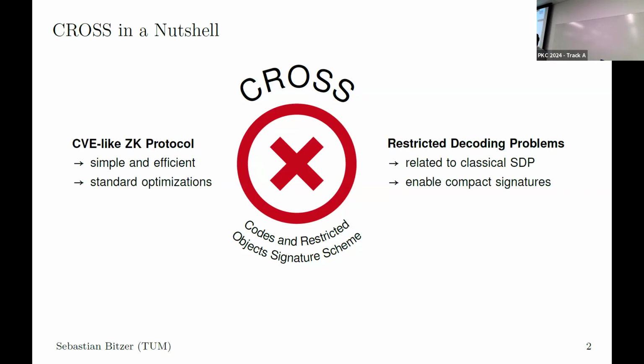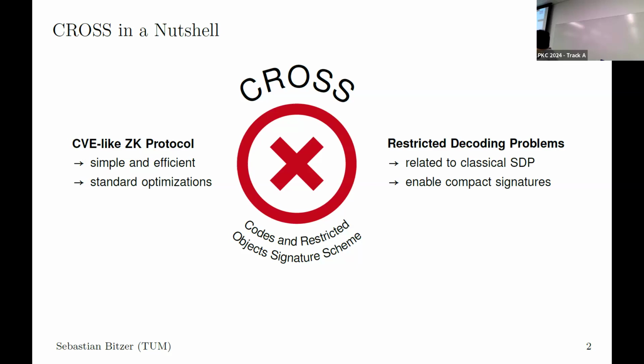CROSS is built out of two main ingredients. The first one is a CVE-like zero-knowledge protocol. This is a simple but efficient protocol that we turn into a signature using the Fiat-Shamir transform and complement with various standard optimizations. Now, what's maybe not so standard is our second ingredient, the underlying hard problem.